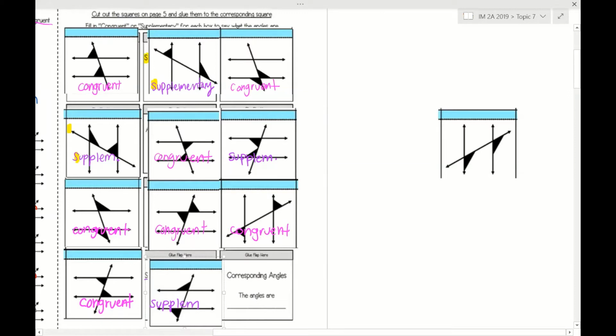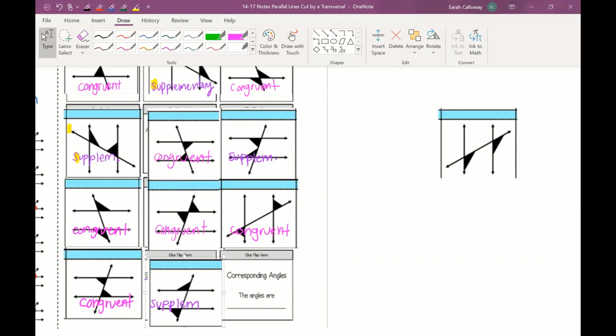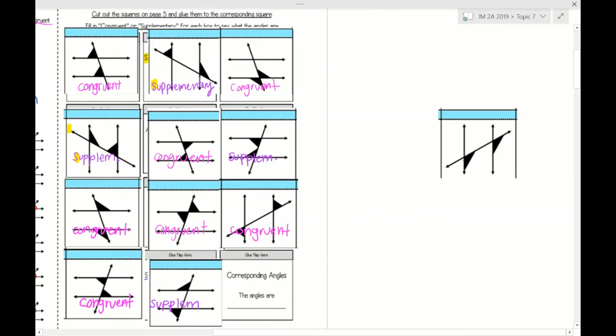And finally, that one where we have one interior, one exterior, that's corresponding, right? They're both on the bottom right of two intersecting lines. These lines are intersecting, it's crossing at the angle on the bottom right. And so corresponding angles are always congruent. And so we're going to glue that flap there.